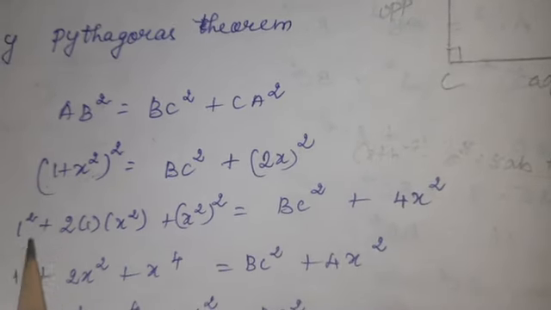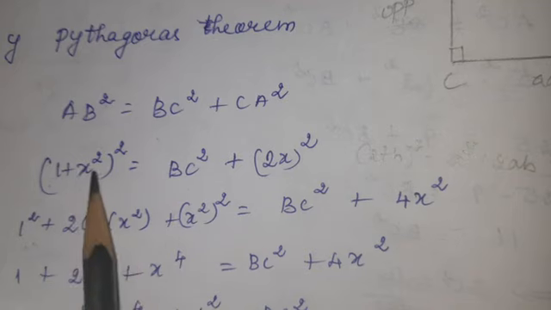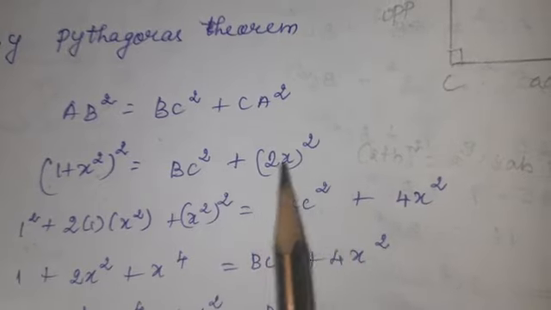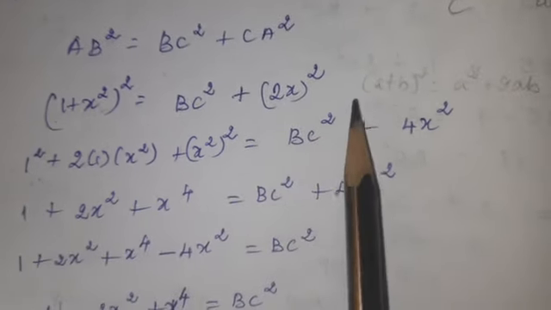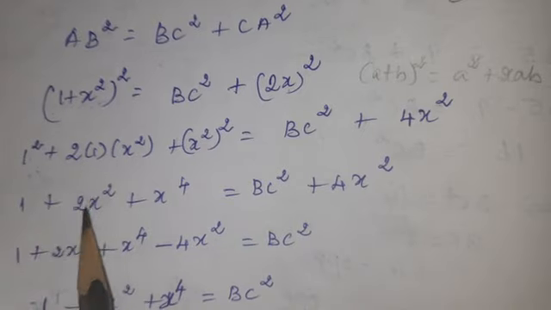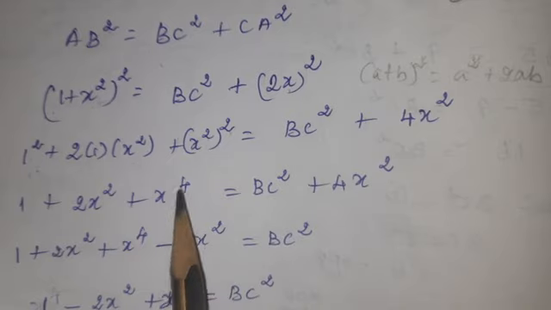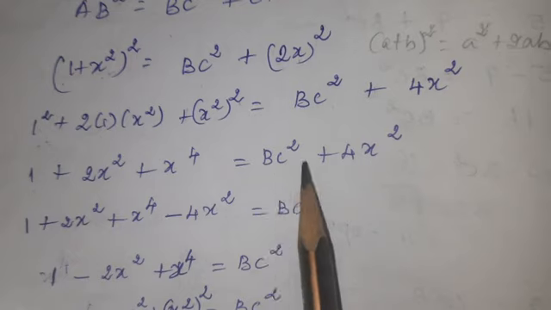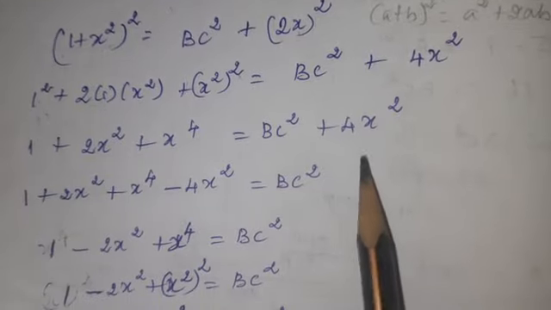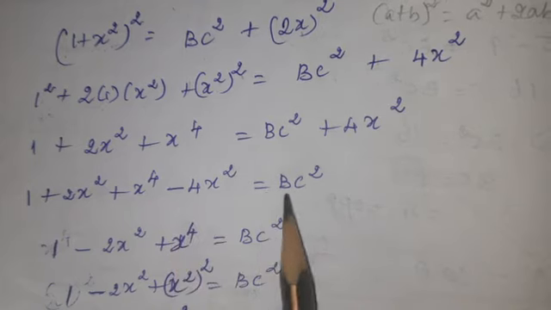So A square is 1 square, plus 2AB, which is 2 into 1 into x square, plus B square, which is x square the whole square, is equal to BC square plus, when you square this, 2 into 2 is 4 and x into x is x square. 1 square is 1, plus 2 into 1 is 2x square, plus x square the whole square comes as x power 4, is equal to BC square plus 4x square. Next step, I am going to bring the plus 4x square to this side. It will come as minus 4x square.